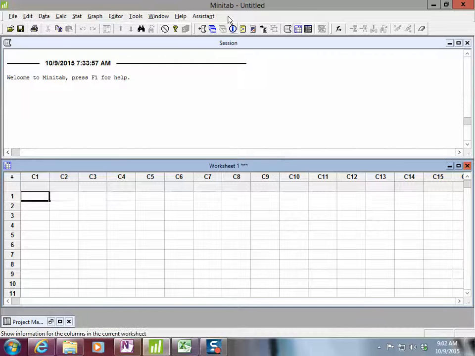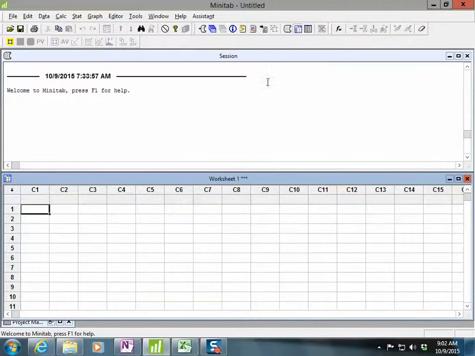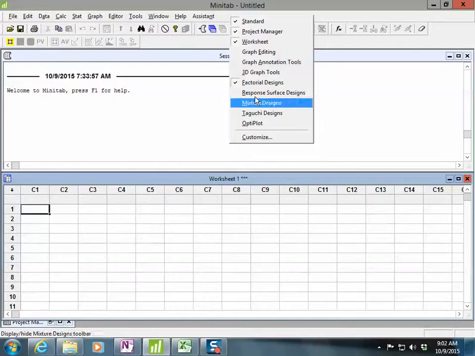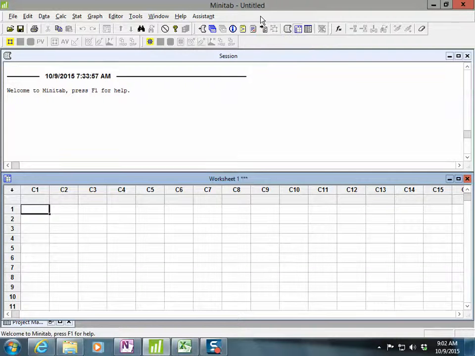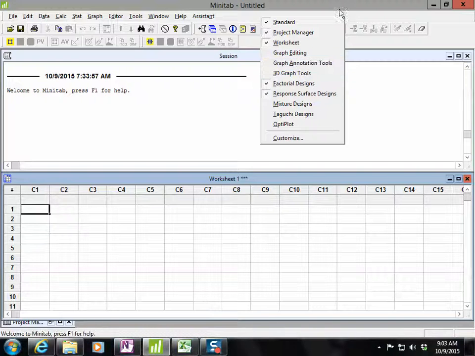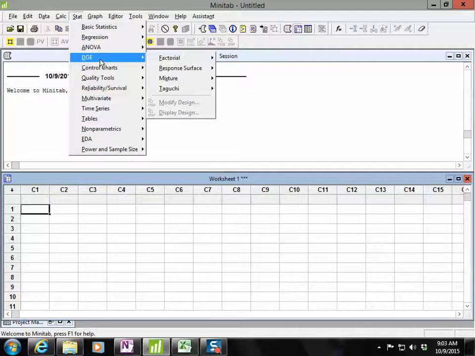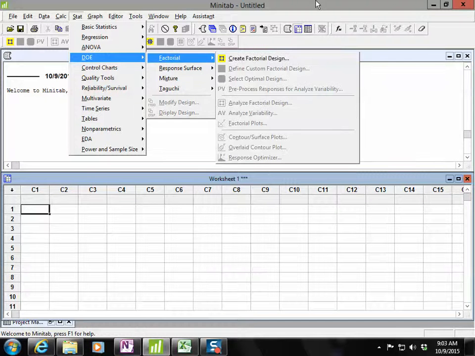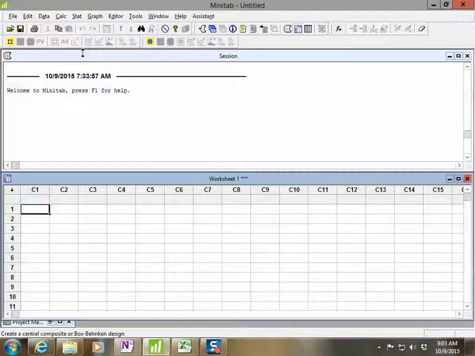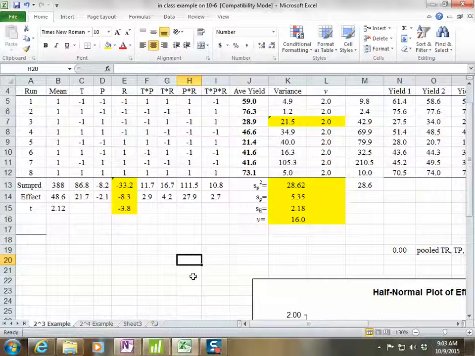I recommend the first thing that you do is put the factorial design toolbar on. That's what I'm going to be using. We'll be doing response surface stuff, and some of the graph stuff is nice, but not necessary. So this is just menus that you can get into, Stat, DOE, Factorial, but they're all right here in this toolbar.